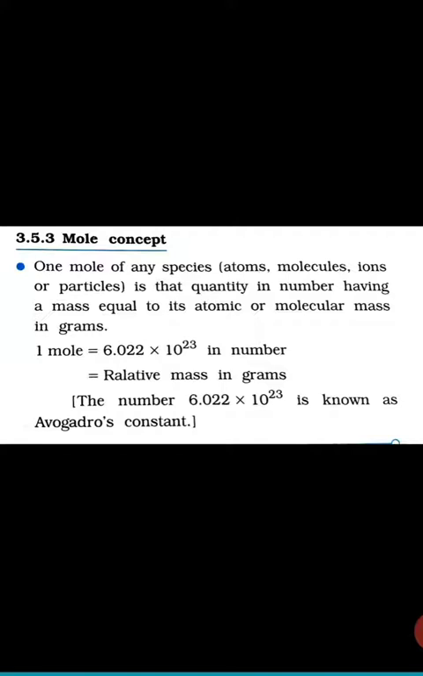As we say, 1 dozen, we say it as 12 numbers, isn't it? 1 gross is fixed, that is 144 numbers. Same way, 1 mole is fixed, that is 6.022 into 10 raised to 23 number. Besides being related to a number, a mole has one more advantage over a dozen or a gross. And this advantage is that the mass of 1 mole of a particular substance is always fixed.